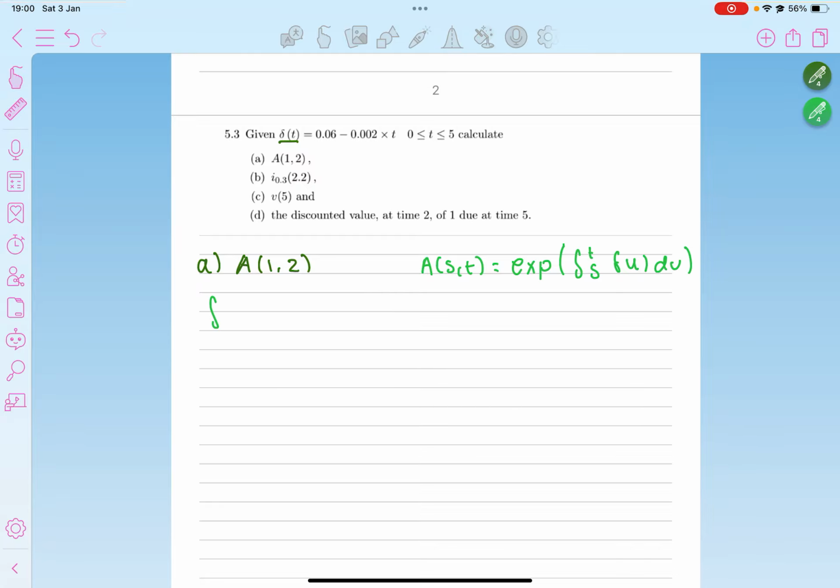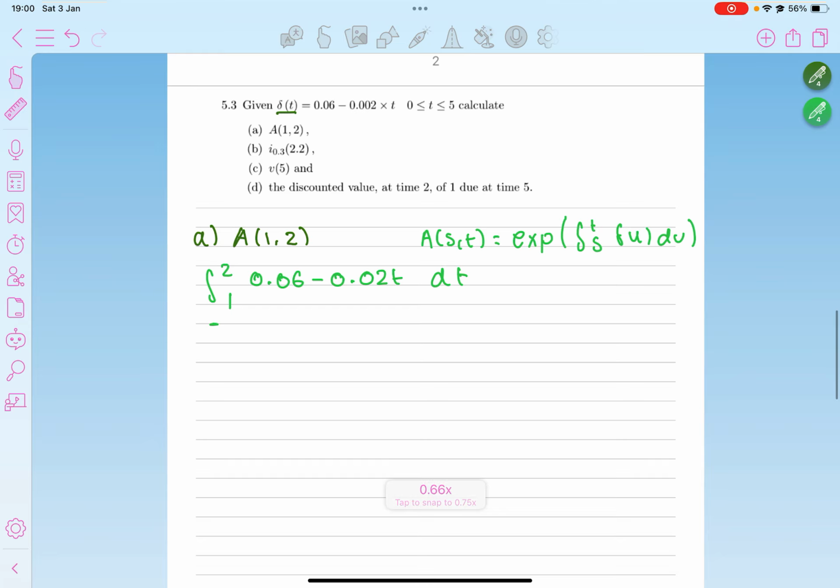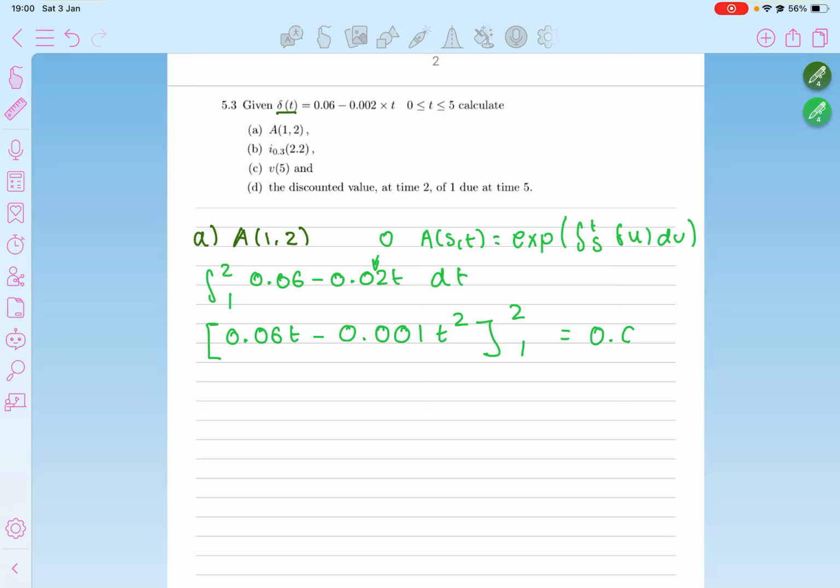So if we do the integration from 1 to 2, because those are the parameters they gave, of 0.06 minus 0.002t dt, obviously integrating this will give you 0.06t minus 0.001t squared, evaluated from 1 to 2. Solving this, I'm just going to write it down, is equal to 0.057. So e to the 0.057, because it's the exponential, is 1.05867.